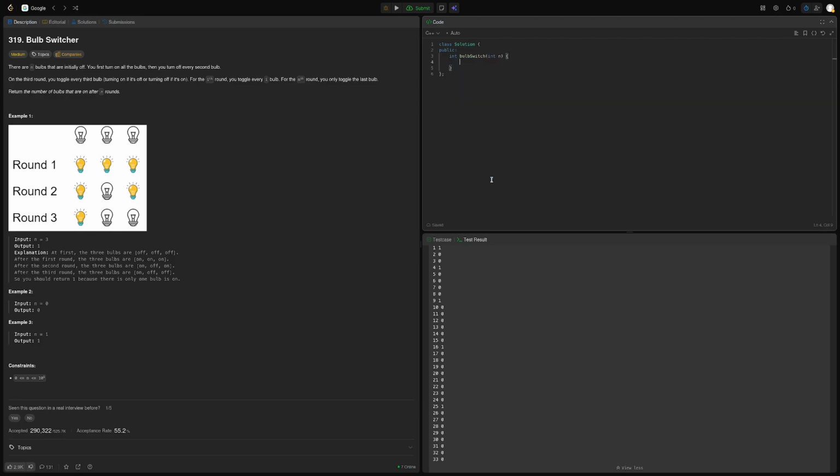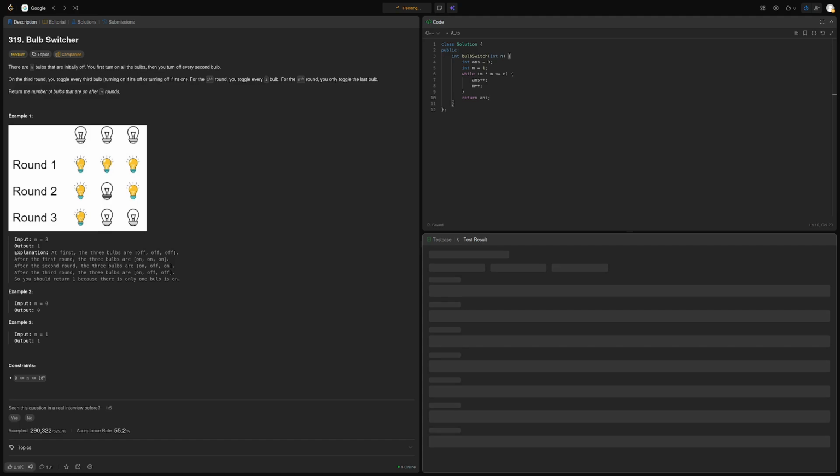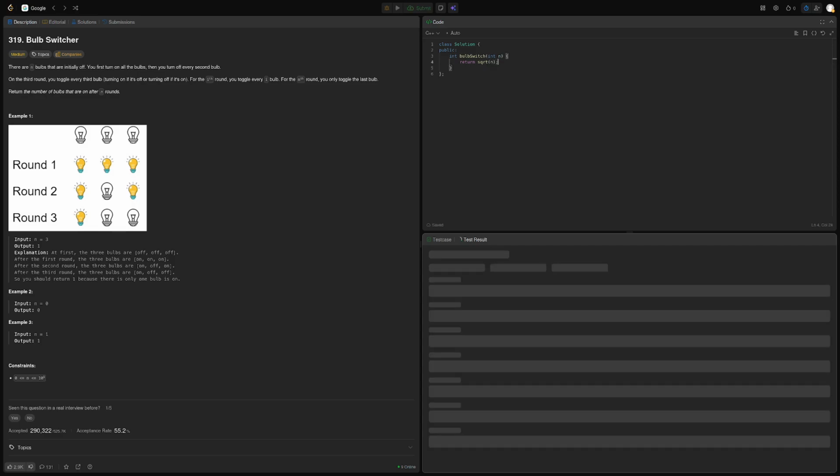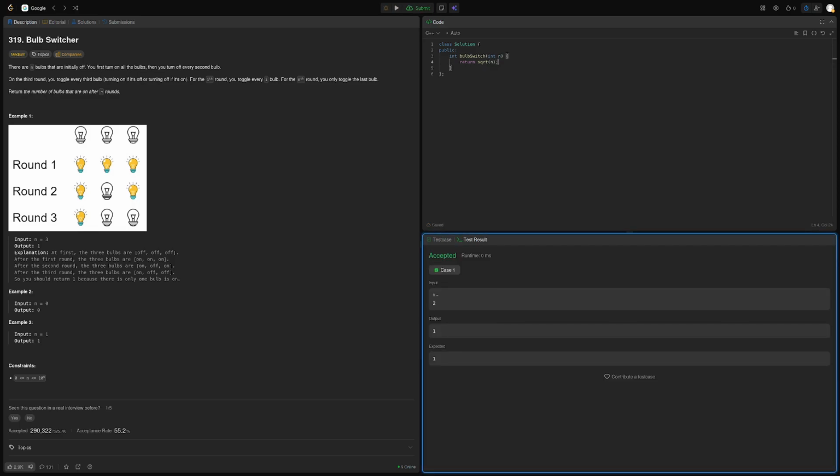So I want to do int ans is 0, int m is 1, while m times m is smaller than or equal to n, then we want to increase ans and increase m, and we return ans. Boom. So the answer is just the square root. So return the square root of n, I think.